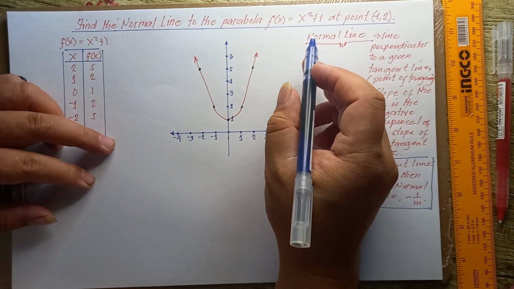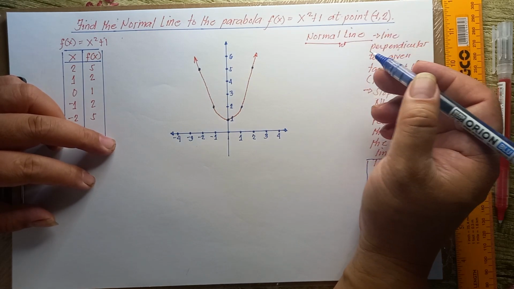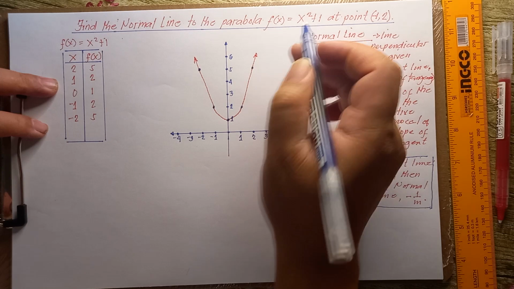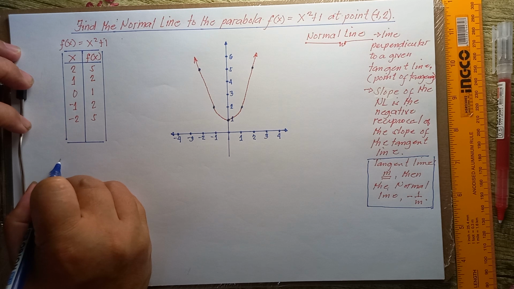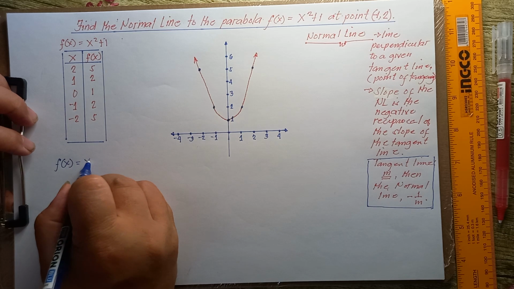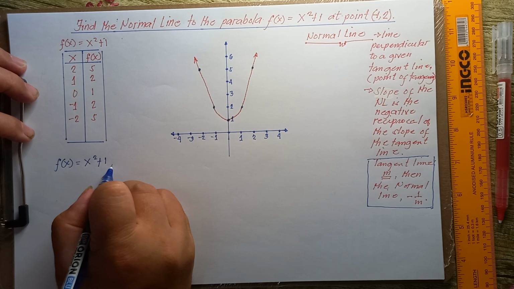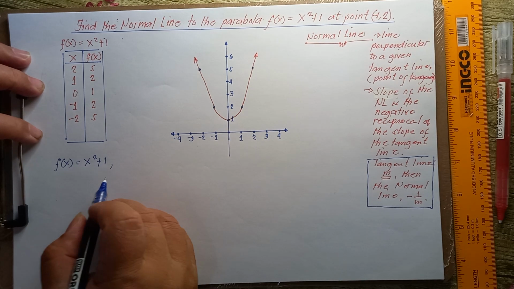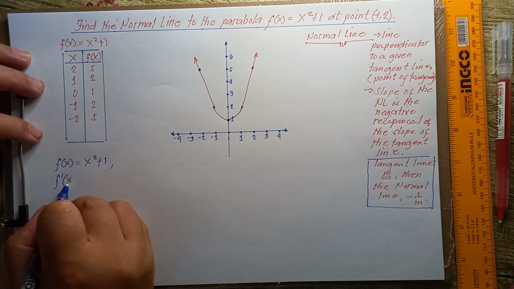Now how are we going to get the slope at the point, of course, at x is equal to negative 1? How are we going to get the tangent line? Meaning to say, we have to get the function. So what is our function? Our function in here, the parabola, is f of x is equal to x raised to 2 plus 1. And when we get the derivative of this one, that is the slope of the parabola. So what is the derivative, f prime of x?